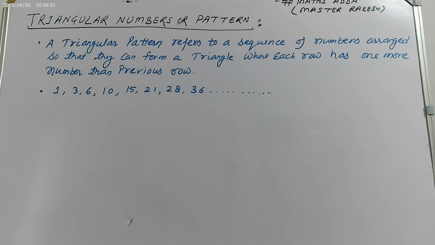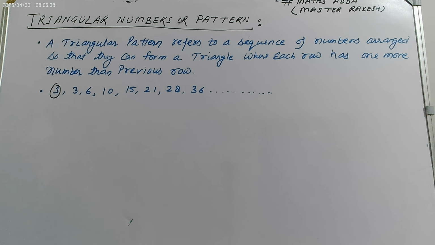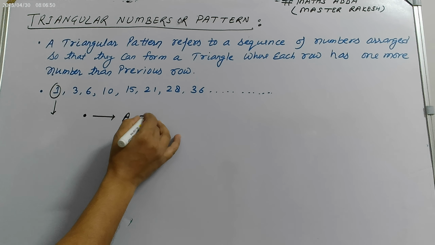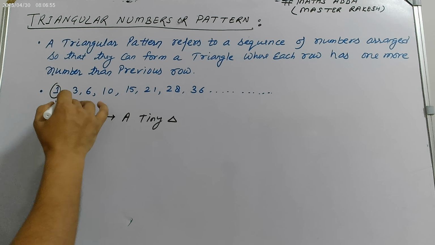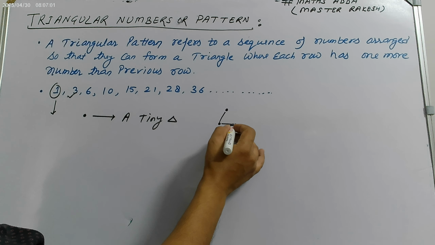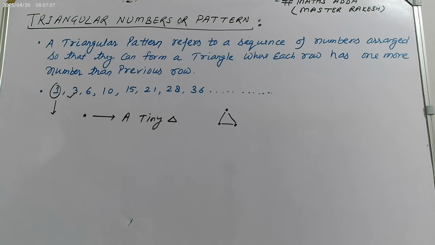This is very important. If we ask you, one dot, how will it make a triangle? Yes, one dot can make a tiny triangle. If the second one is three dots, meaning 1 2 3, this is a kind of triangle it is making. So this is a triangular number. A number which can form a triangle is known as a triangular number or pattern.